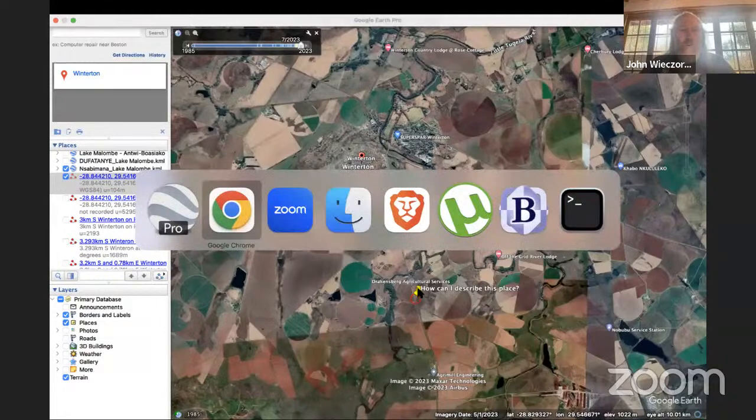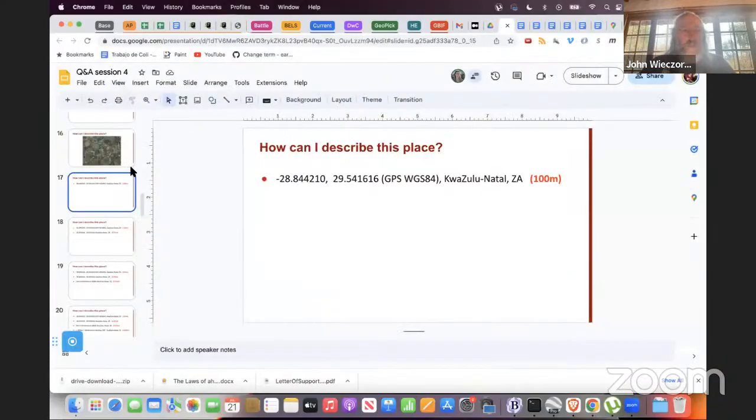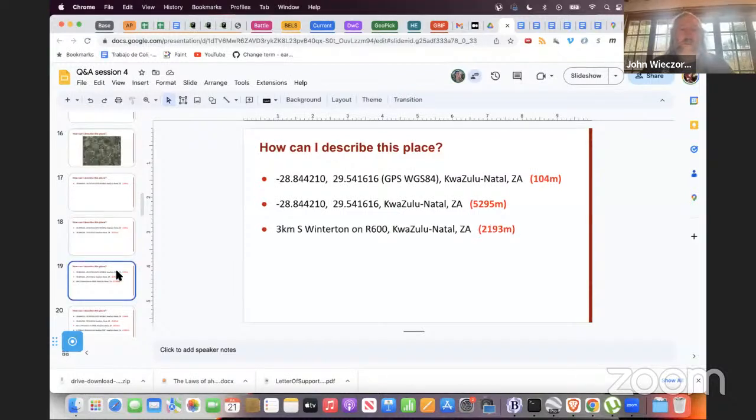One way we could describe that would be, sorry, I'm skipping the second one, going to the third one right now. One way to do that would be to say 3 kilometers south of Winterton on the R600, which is exactly what Paula was demonstrating. If I do that calculation, I end up with an uncertainty of 2,193 meters.